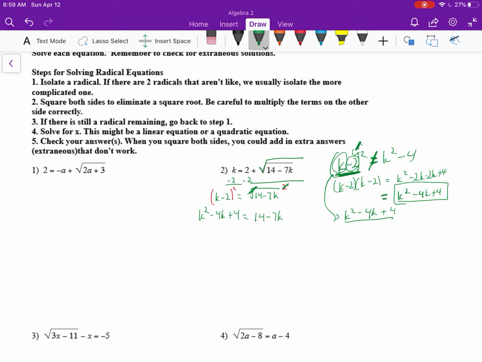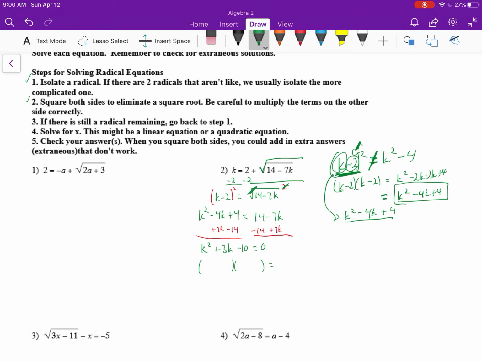And now we notice we have a quadratic equation. There's a squared term there, so we're going to go ahead and get everything to one side. So we will subtract 14 and add 7k. So k squared plus 3k minus 10 is equal to 0. Factor.